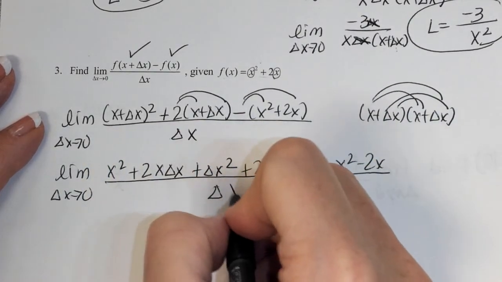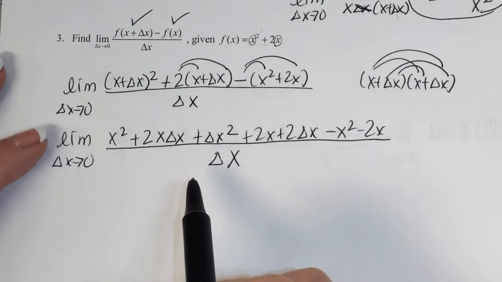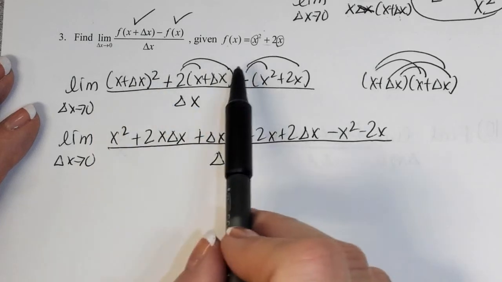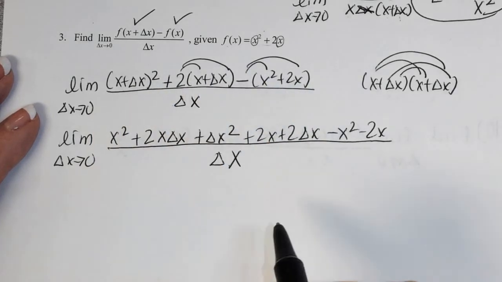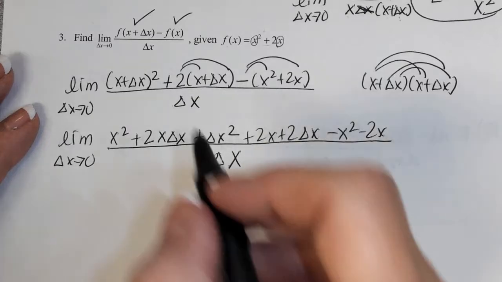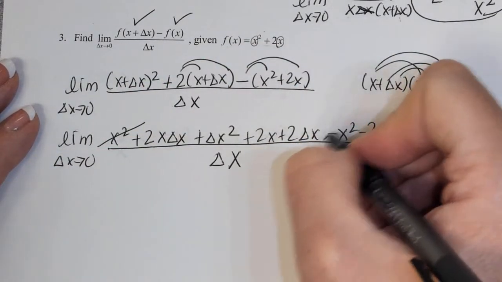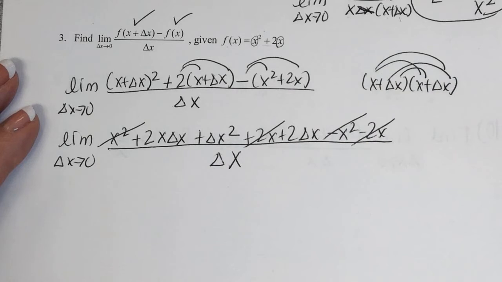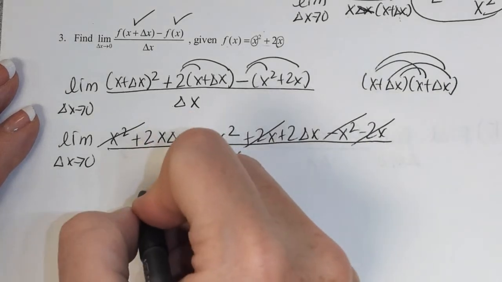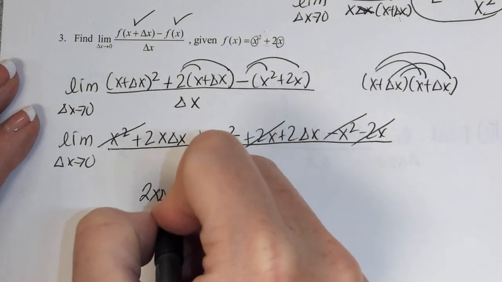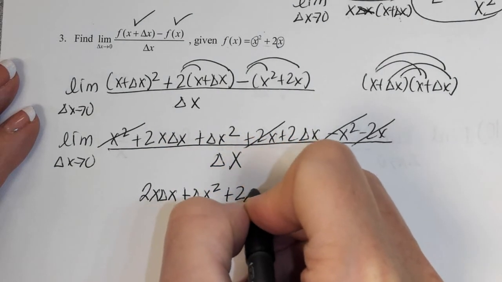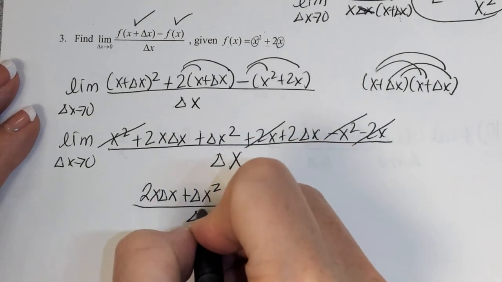Now if we've done this correctly, a lot of things should simplify. Because back here, if I plugged in delta x, I got 0 over 0. You can test it and see, but we know we will. So x squared minus x squared is 0. Positive 2x minus 2x is 0. So now I'm left with 2x delta x plus delta x squared plus 2 delta x all over delta x.